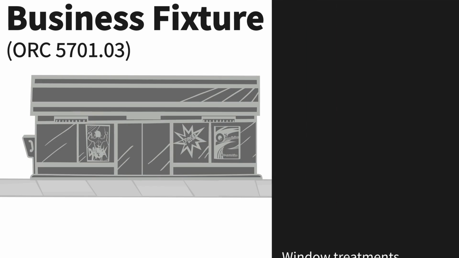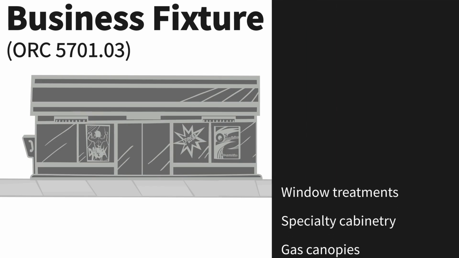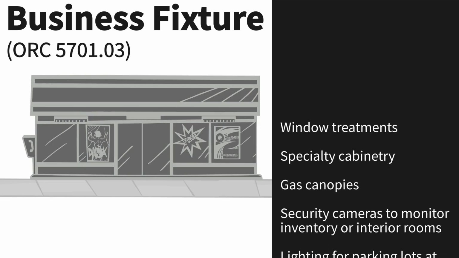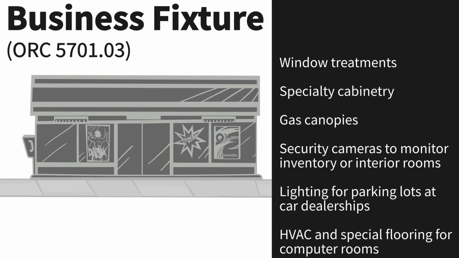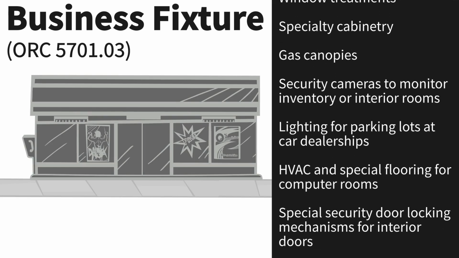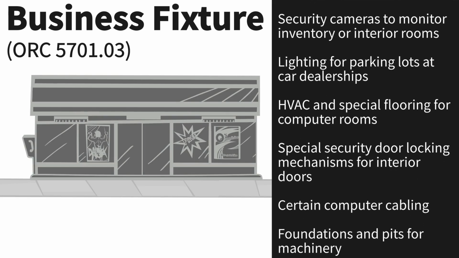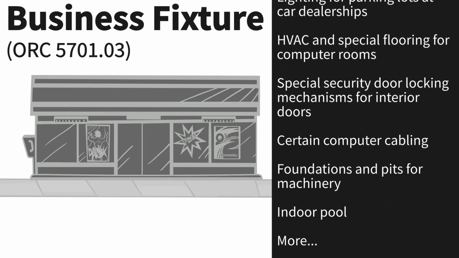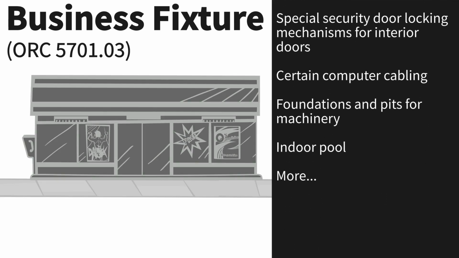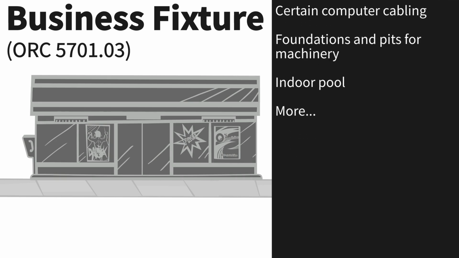Other examples of business fixtures would include window treatments, specialty cabinetry, gas canopies, security cameras to monitor inventory or interior rooms, lighting for parking lots at car dealerships, HVAC and special flooring for computer rooms, special security door locking mechanisms for interior doors, and more. Let's look at one more important term.